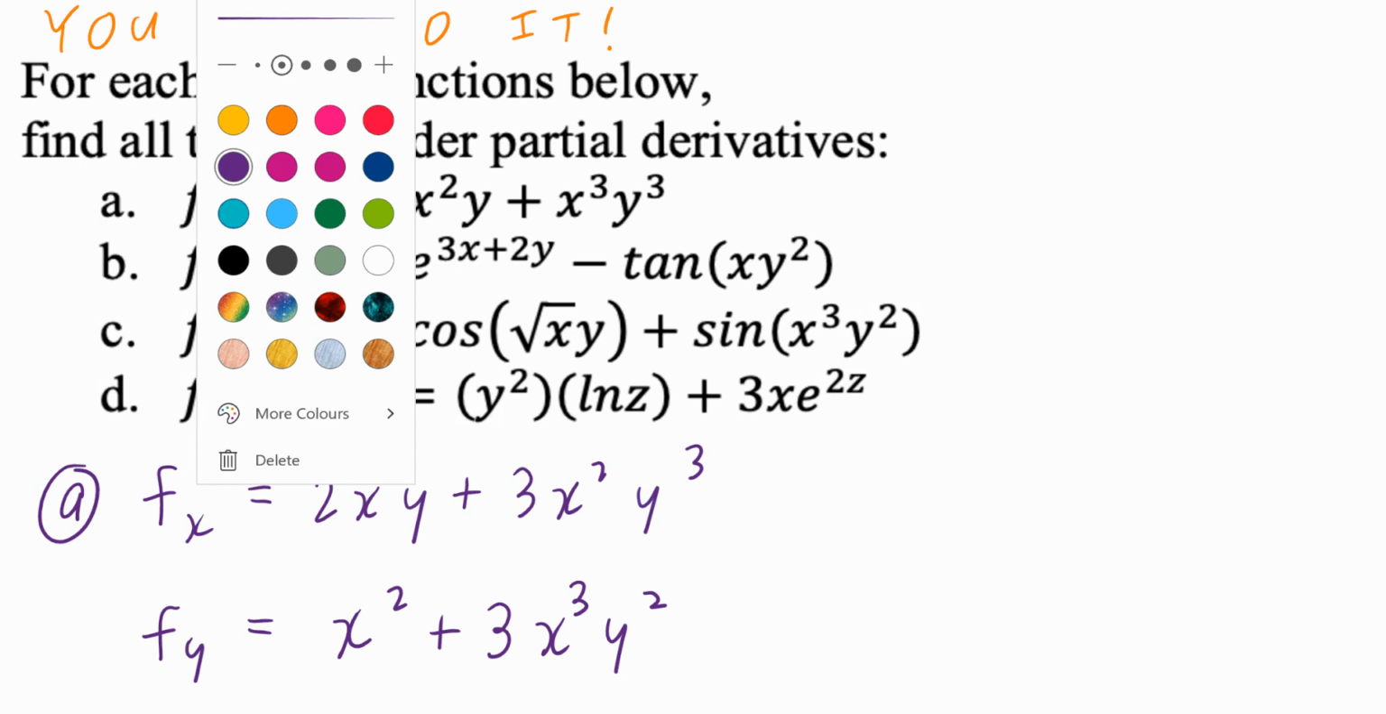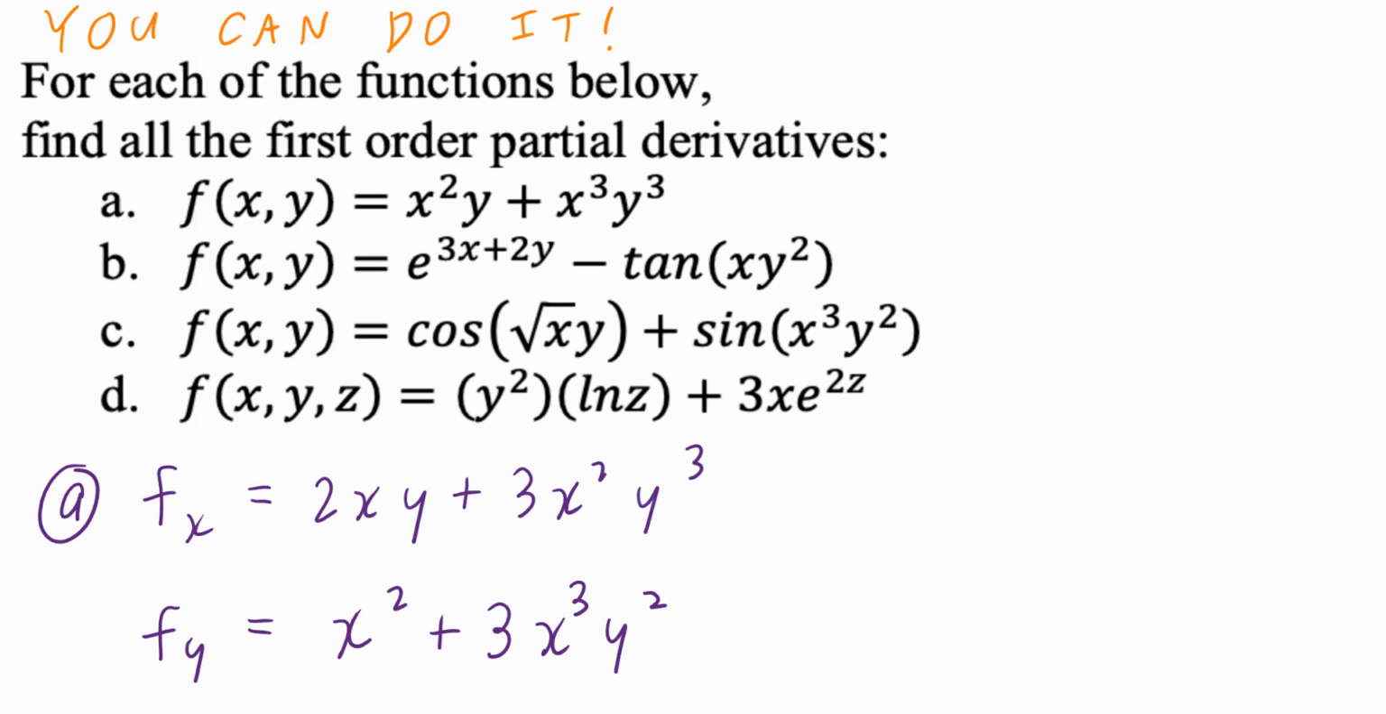Part B, let's use a slightly different color. Here we go. In this case, again, f is a function in terms of x and y, which equals e to the power of 3x plus 2y minus tan of x y squared in brackets. So again, we're starting with the partial derivative with respect to x.